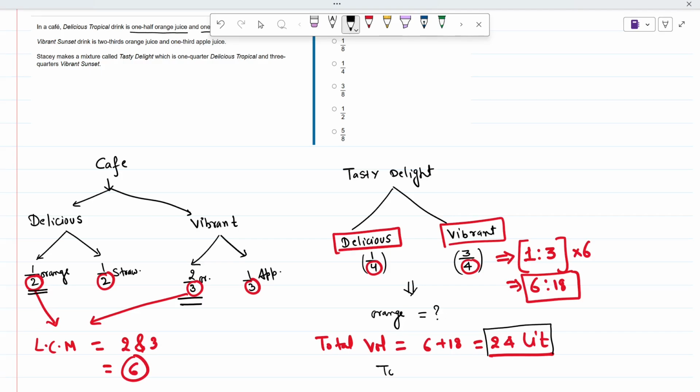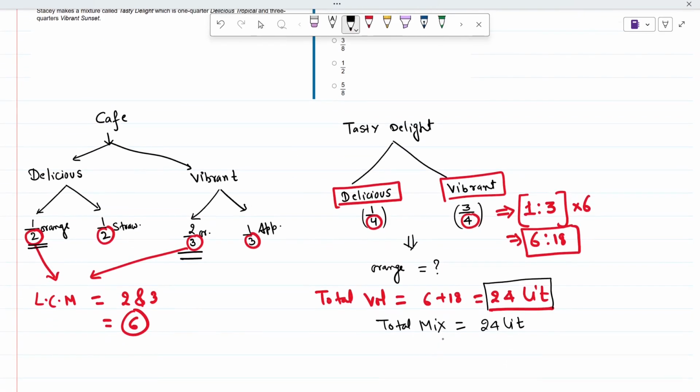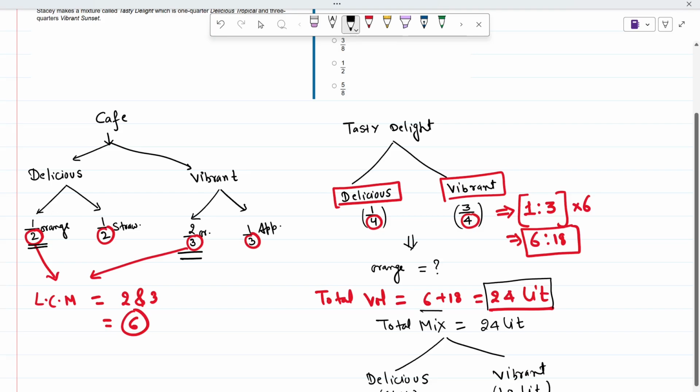Let me write mixture so that we will not get confused with Tasty Delight and Delicious. So the total mixture will be 24 liters. In this 24-liter mixture, can we find how much delicious drink and how much vibrant drink it will have? Obviously, we have 6 liters of delicious and 18 liters of vibrant drink, because we have already considered 6 plus 18, which becomes 24.